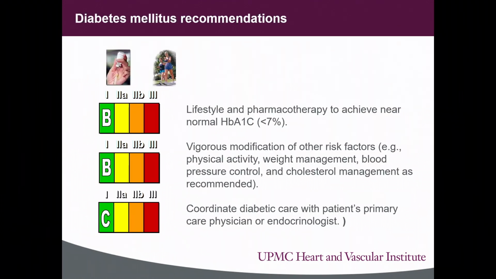In terms of diabetes mellitus recommendations, you want to recommend lifestyle and pharmacotherapy to achieve a near normal hemoglobin A1C or less than 7%. You want to recommend, from a class 1 standpoint, vigorous modification of other risk factors such as physical activity, weight management, blood pressure control, and cholesterol management. And also coordinate diabetic care with the patient's primary care physician or endocrinologist.